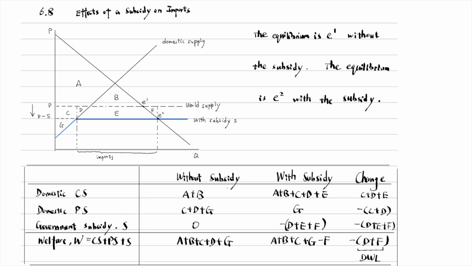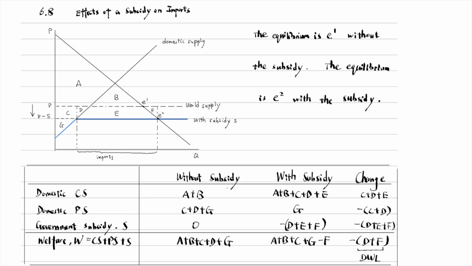If the government subsidizes the imported goods, it lowers the price and the world supply line shifts downward by the amount of the subsidy. The domestic market equilibrium is E2, where the domestic demand curve intersects the world supply curve with the subsidy. The domestic consumer surplus increases to A plus B plus C plus D plus E. The domestic consumers benefit from the subsidy.